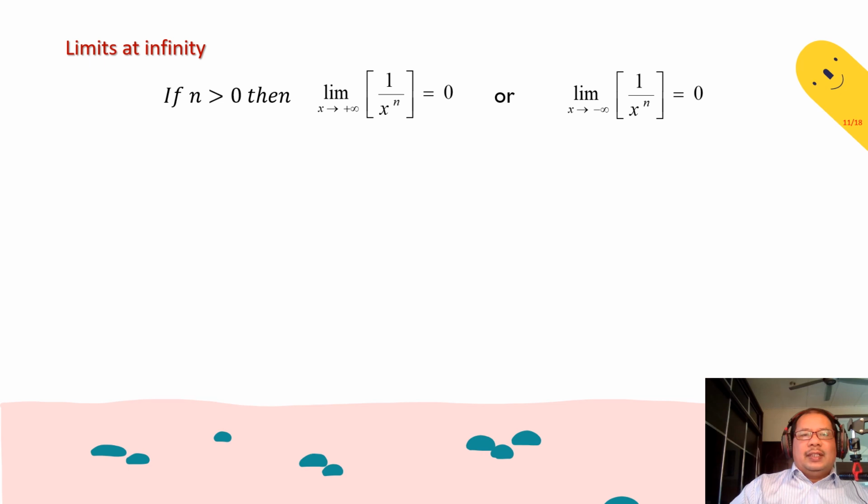Limit as x approaches infinity, if n is greater than 0, that means n is positive, then the limit as x approaches positive infinity of 1 over x to the power of n, we get the answer equal to 0. The limit as x approaches negative infinity of 1 over x to the power of n is also 0.